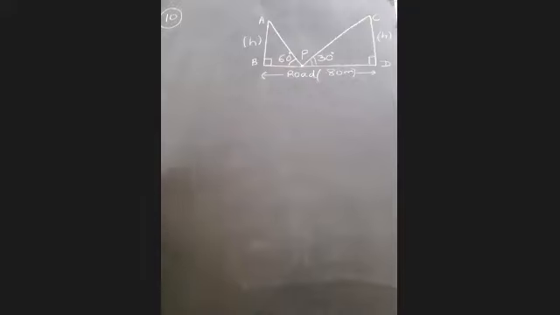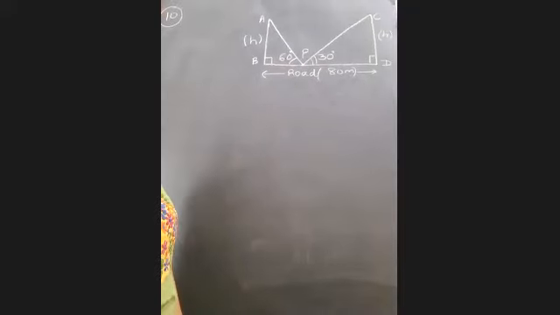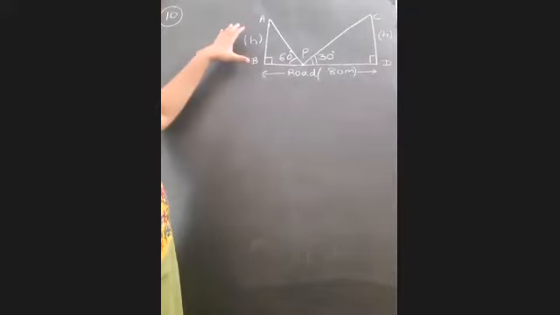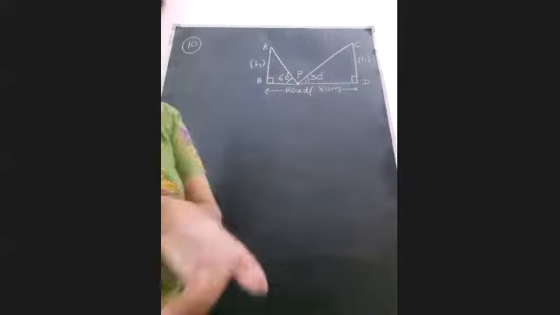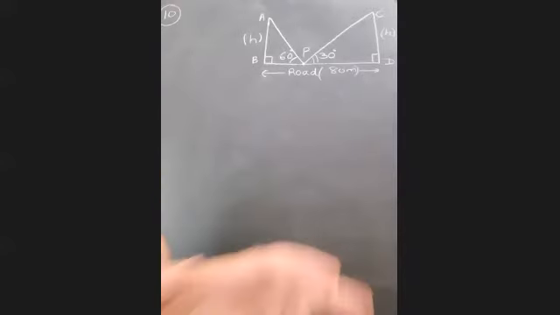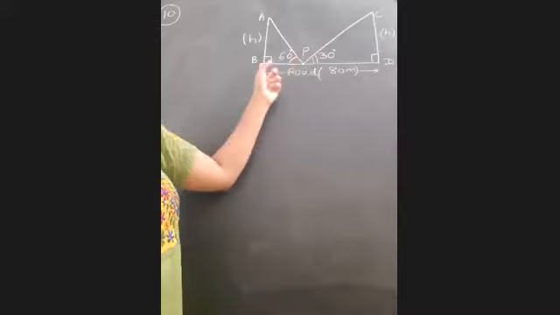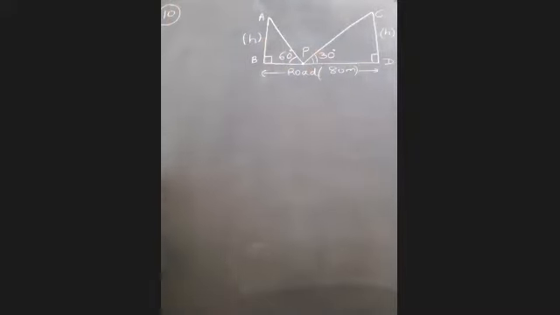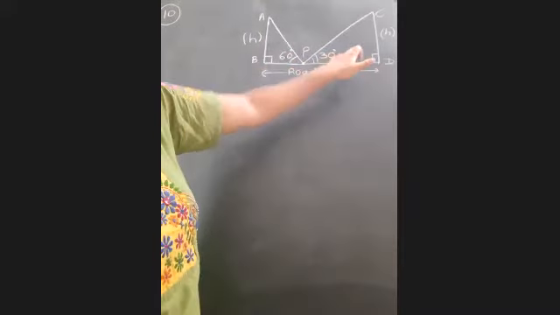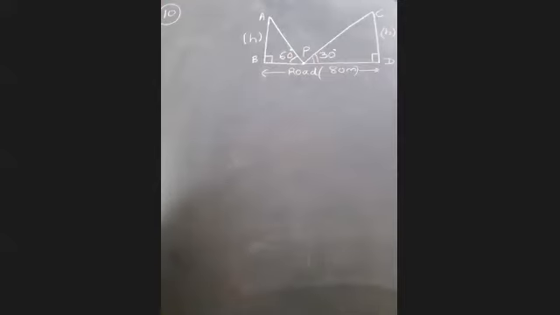Are you please clear with the figure? Yes, ma'am. So what do we have to find? H, that is height of the pole, and also the distance of this point from the respective poles, that is PB and PD. Children, are you please clear with the question? Yes, ma'am. So one time we shall take this right triangle APB, another time we shall take CPD. So let us just solve it.